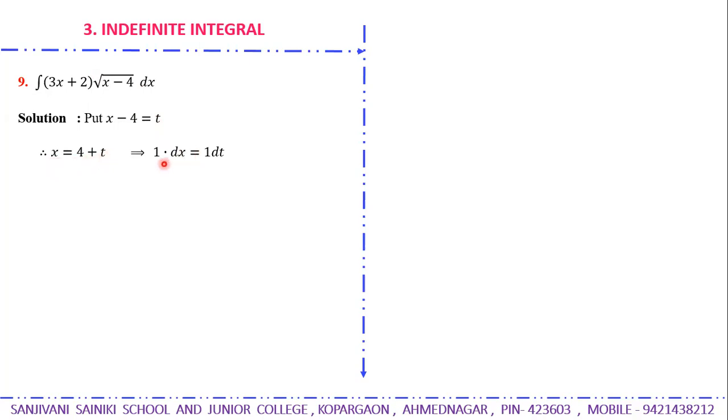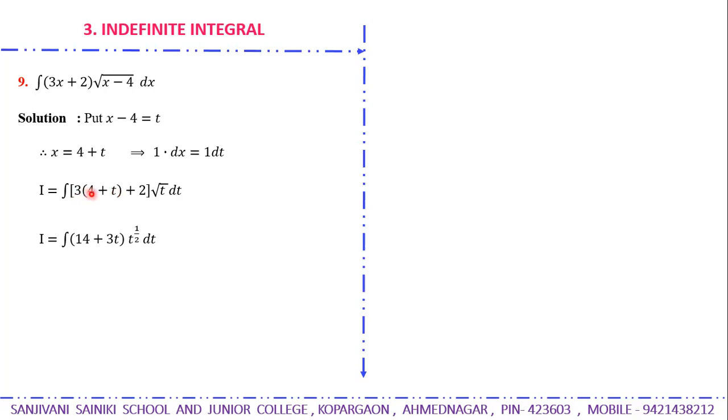Differentiating this equation, dx is equal to dt. So put x equal to 4 + t in this expression. You will get the integral of (3 times (4 + t) + 2) root t dt. So for its integral, multiply this 3 into the factor 4 + t.